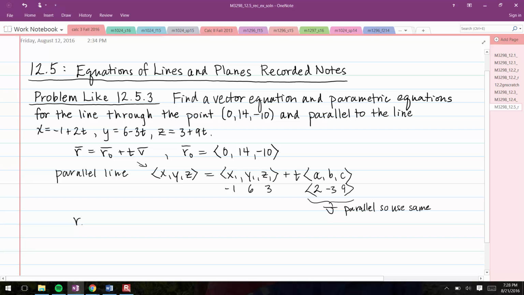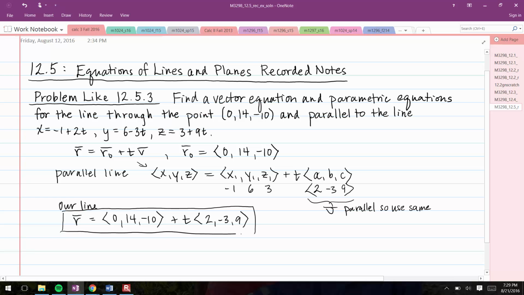So one way to write our line, just to be clear here, is to write this with r sub naught, which is (0, 14, -10), and then plus t times our v that we just found, (2, -3, 9), and that is a way to write the vector equation of the line.